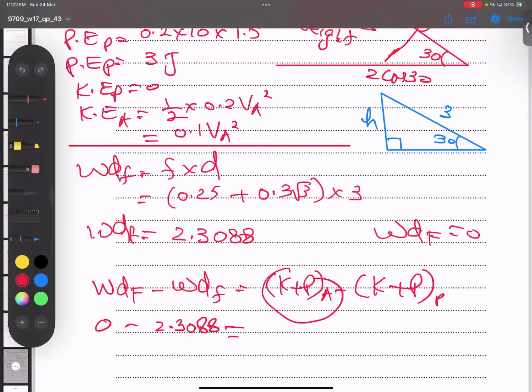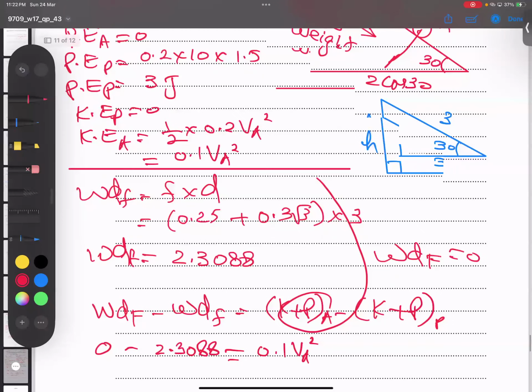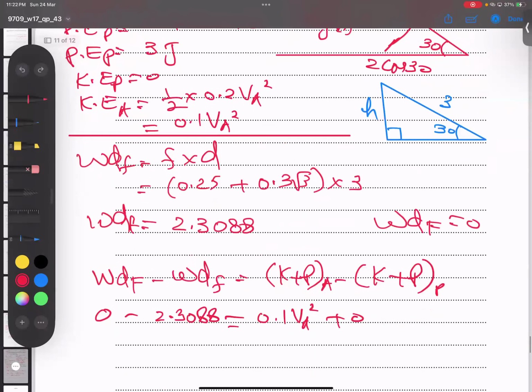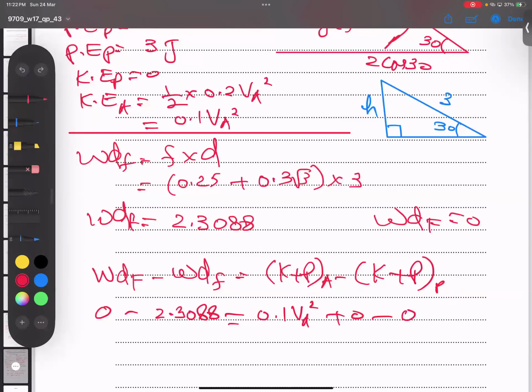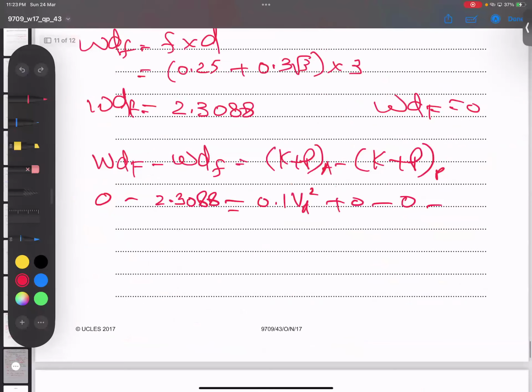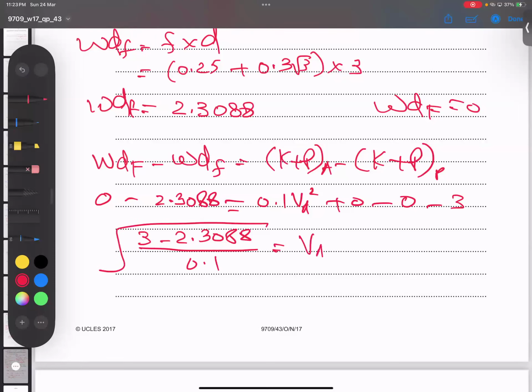Okay, kinetic energy at A is what? I'm plugging this value here, 0.1 VA squared. And potential energy at A is what here? It is 0. Why 0? Because I consider this as the ground level. And kinetic energy at P is 0, you know it very well because it starts from rest. And negative into positive, negative. And I got the potential energy as 3 joules. So I think it's clear. Now, students, 3 will come on this side, 3 minus 2.3088. And this 0.1 will divide like this. And VA we leave, and take the root of the whole thing. It will give our answer.